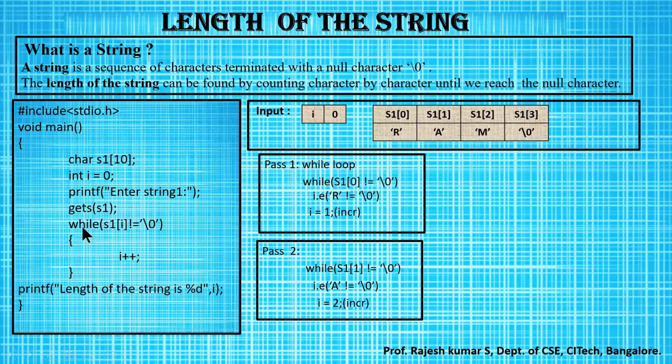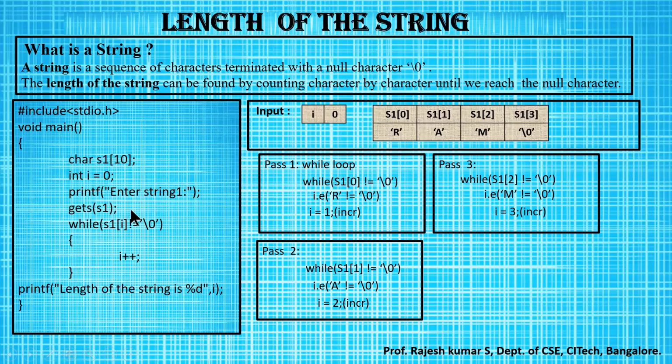When the I value becomes 2, again I have to loop. When I loop back again in pass 3, I will check with S1 of 2. S1 of 2 is what? M. Is M not equal to null? Yes, M is not equal to null. Again I'll enter into the while loop. I'll increment the I value. Now the I value will become 3.